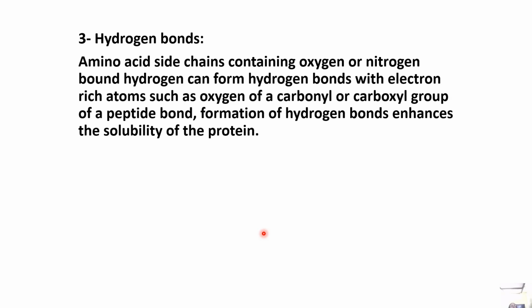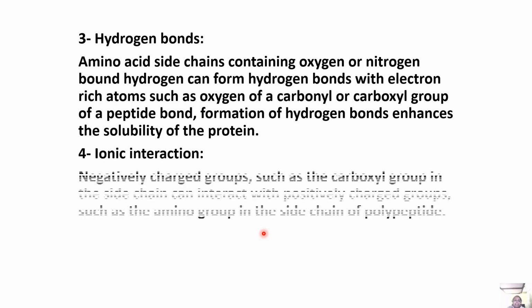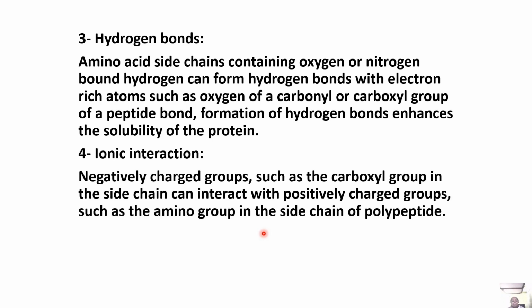If we talk about hydrogen bonds, amino acid side chains containing oxygen- or nitrogen-bound hydrogen can form hydrogen bonds with electron-rich atoms such as the oxygen of a carbonyl or carboxyl group or a peptide bond. Formation of hydrogen bonds enhances the solubility of the protein. Now, if you talk about ionic interaction, negatively charged groups such as the carboxyl group in a side chain can interact with positively charged groups such as the amino group in the side chain of a polypeptide.